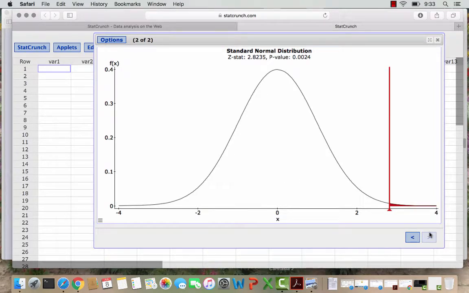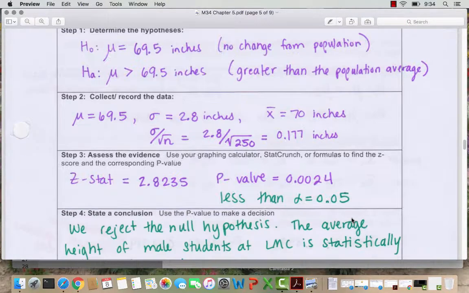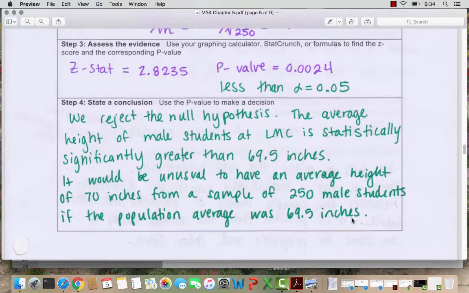And if we come over to the p-value plot, we see here we are more than 2 standard deviations away. Our p-value is quite small, so this is looking like there is evidence to support the claim. So we record our z-stat and our p-value here. We note that our p-value is less than our significance level, 0.05.